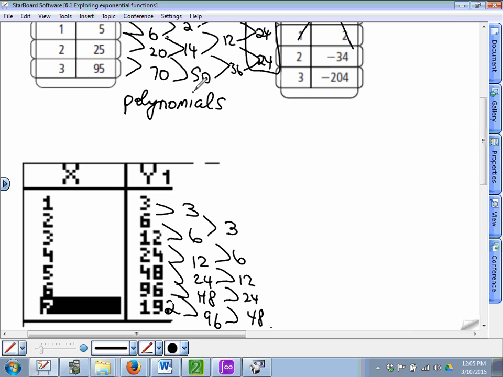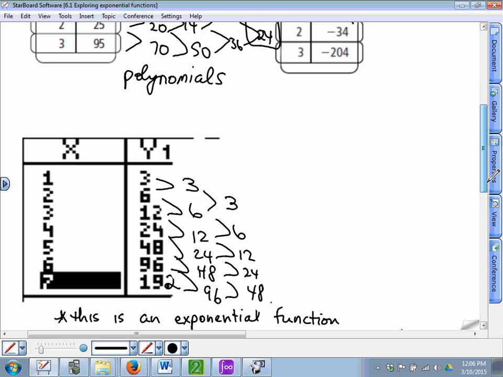Okay? What did I call it right at the beginning of the lesson, that money that doubled every time? Exponential. This is an exponential function. It doesn't have a degree. That's how they take it down to one number.